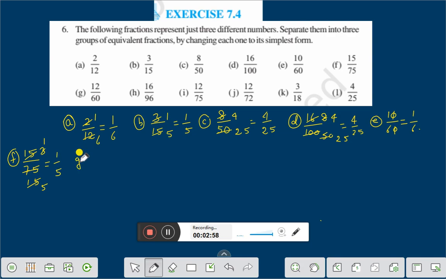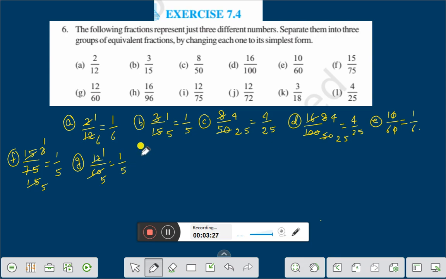And we will find G. What is the value of G? G is 12 by 60. That is 12 1s are 12 and 12 5s are 60. Right? That is equal to 1 by 5.